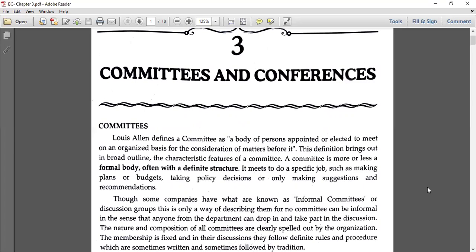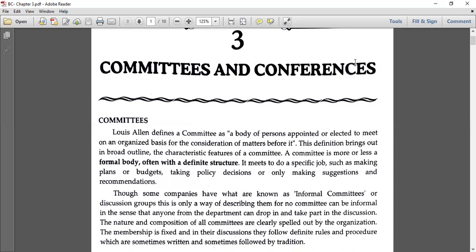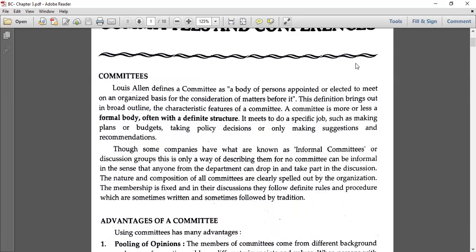is called a committee. This definition brings out in broad outline the characteristics, that is, the features of the committee. A committee is more or less a formal body, often with a definite structure. So in a way we can say that a committee is a formal body and it has some definite structure. Every committee has its proper specific jobs: to make decisions about budgets, plans, taking policy decisions, making suggestions, recommendations, something like that.